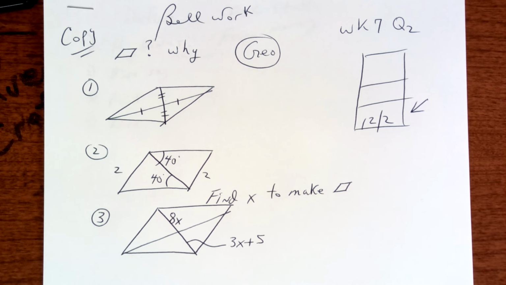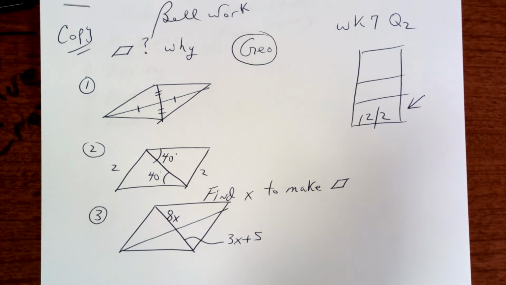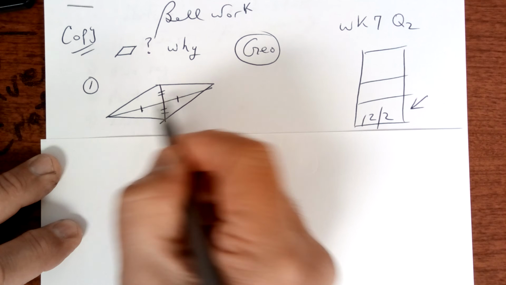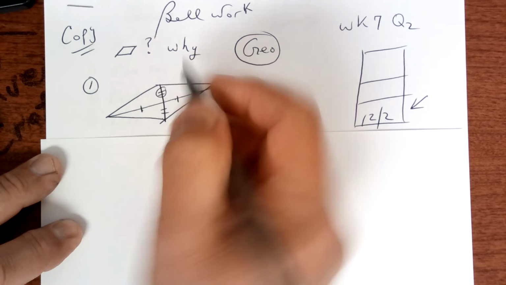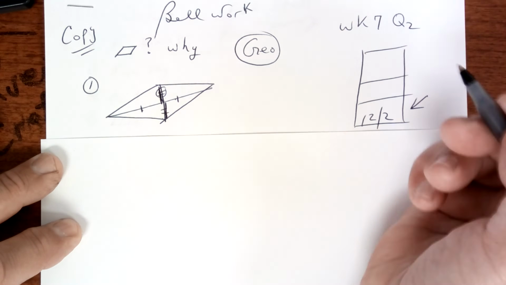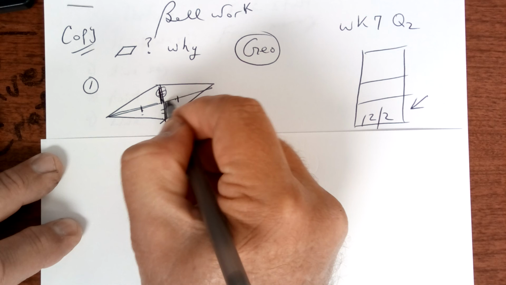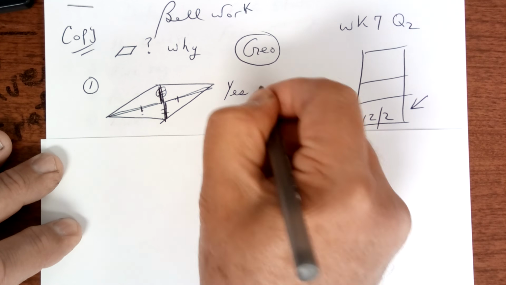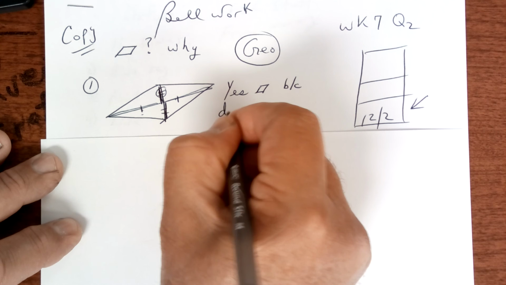Because that symbol right there means parallelogram. And the answer is why? Well, this one right here is a parallelogram because the diagonals bisect each other. In other words, this part from here to here is equal to this part. And this one, according to that one mark, is equal to this one. So, yes, parallelogram, because diagonals bisect each other.